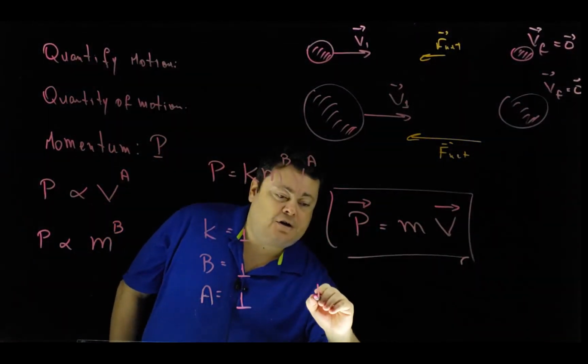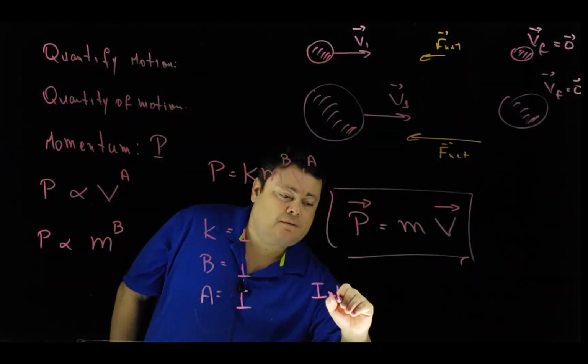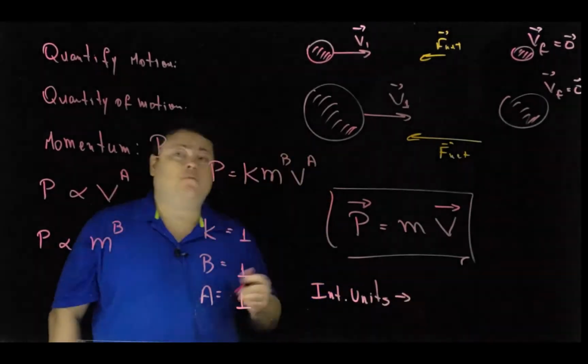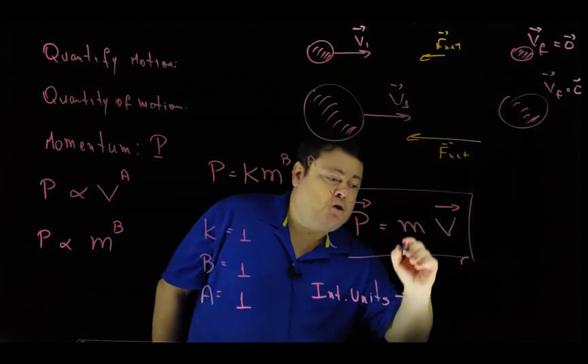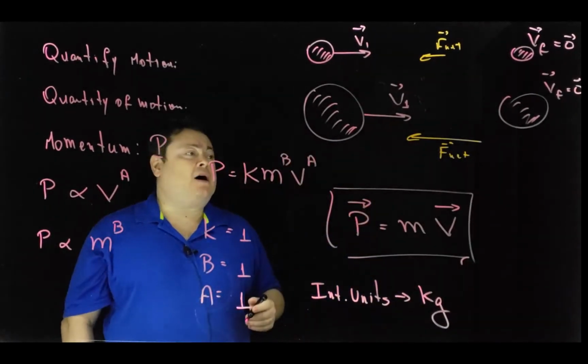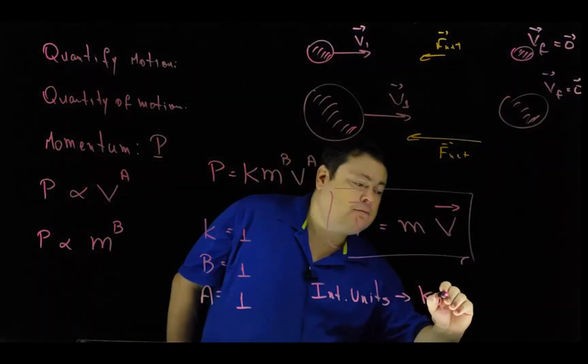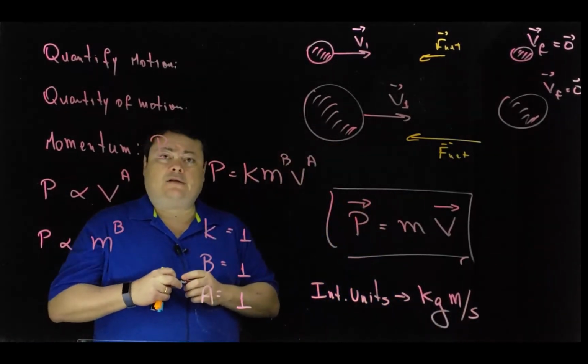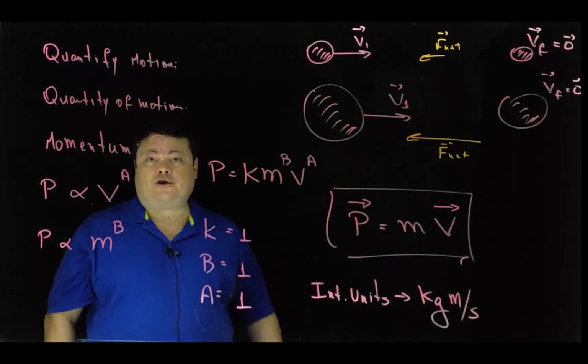The international units for linear momentum are going to be the unit of mass, kilogram, multiplied by the unit of velocity, meters per second. And this does not have any special name.